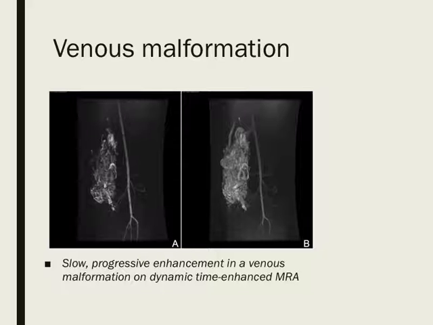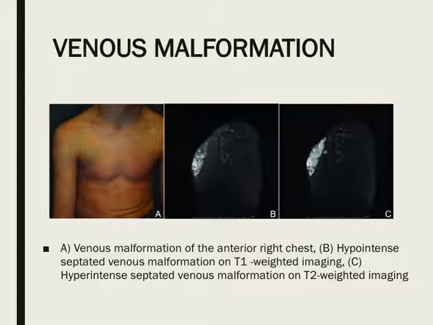So this is a venous malformation. It's almost looking mass-like, like a hemangioma. But if you do a dynamic time-resolved enhanced MRA, then you'll be able to differentiate between the two. This patient had a mass over the chest, and the study showed that it was T1 hyperintense, heterogeneous with low signal areas, and similar on the T2, and also enhancing with contrast.